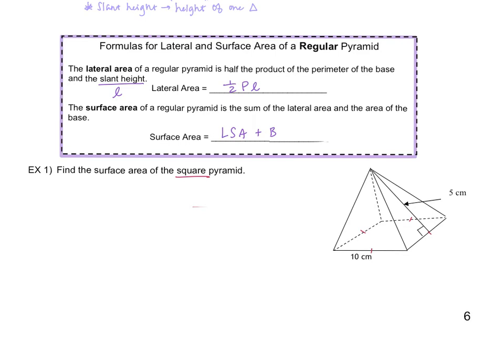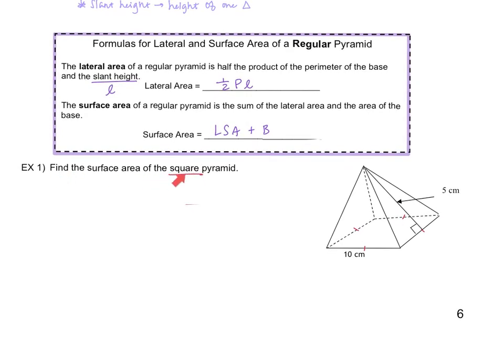All right, we are going to find the surface area of our square pyramid. We can see it is a square here. Going over our formulas again, the lateral surface area formula is 1/2 times the perimeter of the base times the slant height. We're given the slant height of 5. Since this is a square, all 4 of those sides are congruent, so the perimeter is going to be 40. So we have 1/2 times 40 times 5, which gives us 100 centimeters squared. That's our lateral surface area.